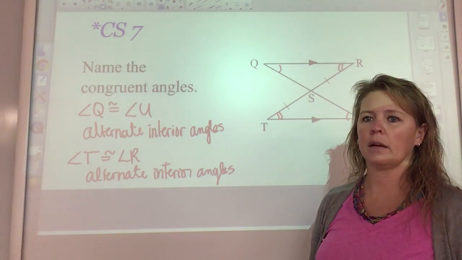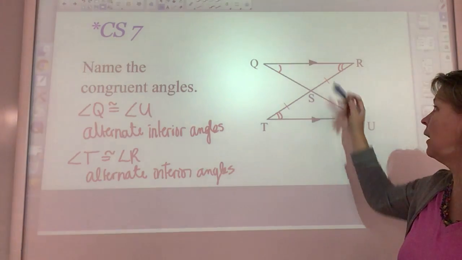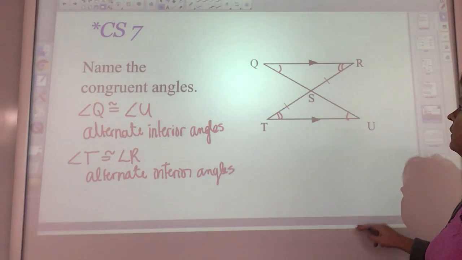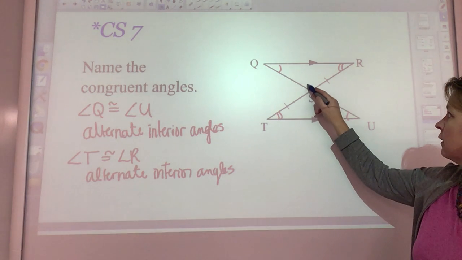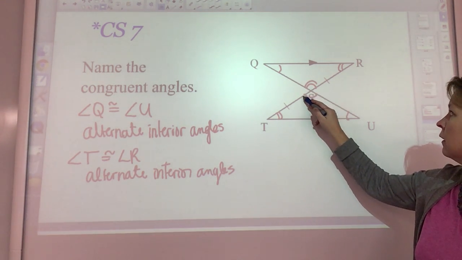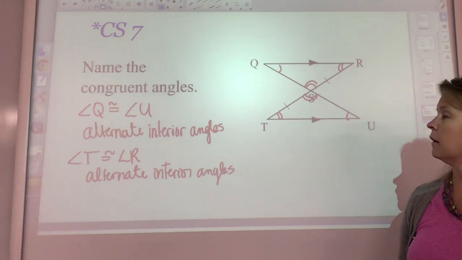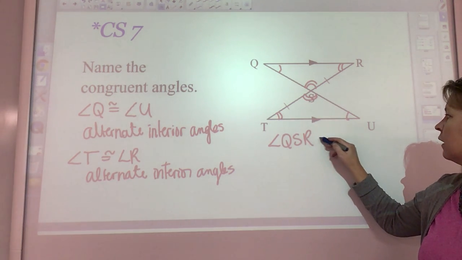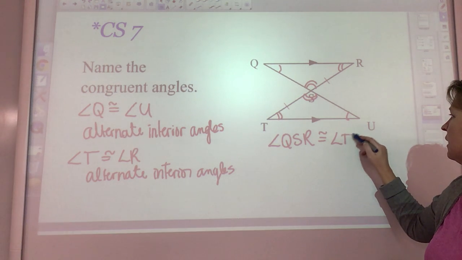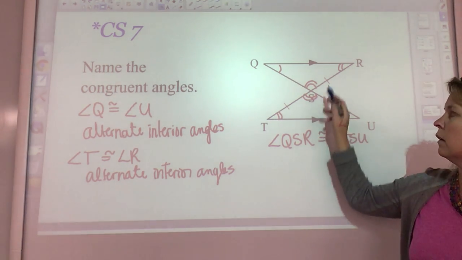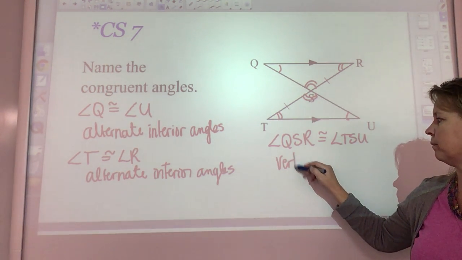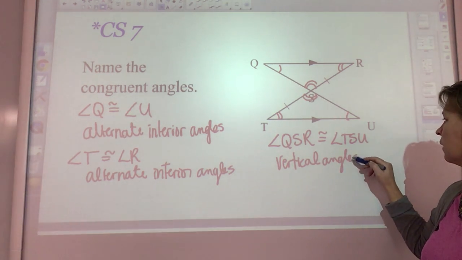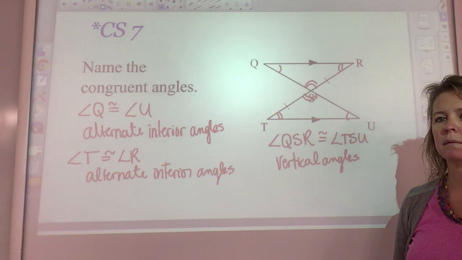And right now you might be like, well, so there you go. I've got two parallel lines. I have two pair of alternate interior angles. But you can also list those. Can't call it angle S. You'd have to call it angle QSR, congruent to angle TSU. Vertical angles. They're vertical angles, so it works.